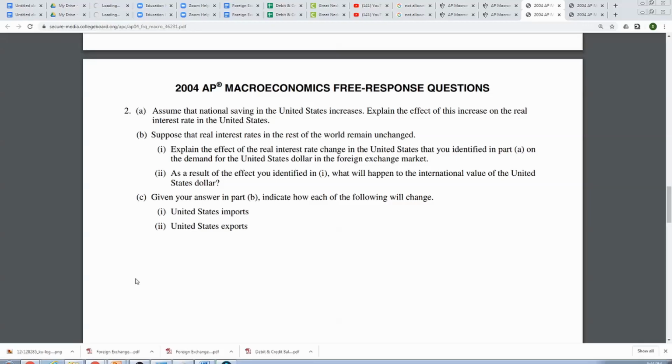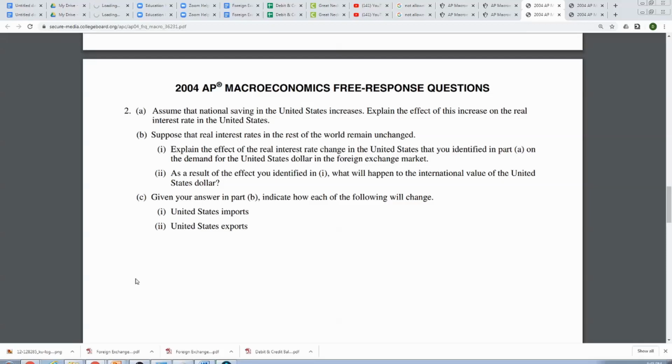What does that do in the United States on the demand for the United States dollar? Well, if we have low interest rates, people don't want our money. So the demand for our dollar goes down, which means the value of our dollar depreciates. What does that do to imports?